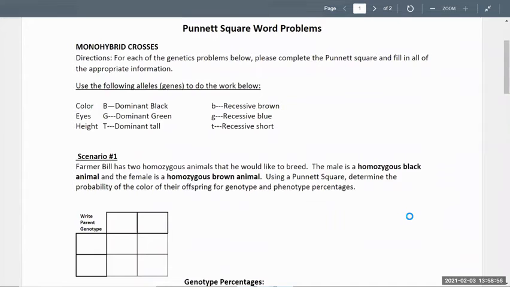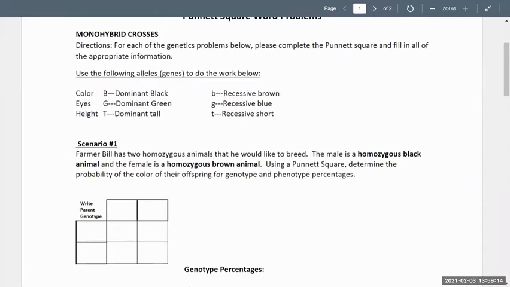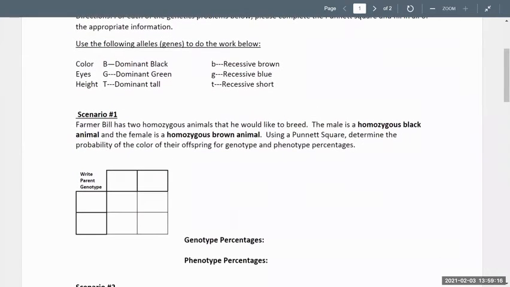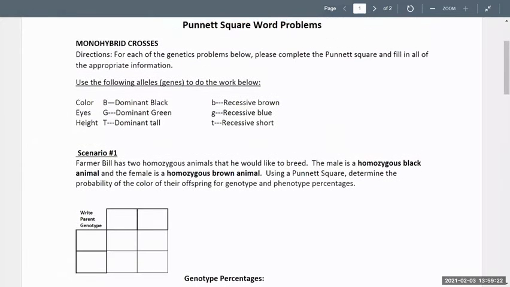Okay, everyone, so this video is to go over how to do Punnett square word problems, and it's just extra practice. If you're still struggling, if you got it, then you're good. But I'm going to work off of our word problems assignment that I gave you a while ago, and I'm going to go through scenario 1, and hopefully that should help you do scenario 2 and the rest of them.